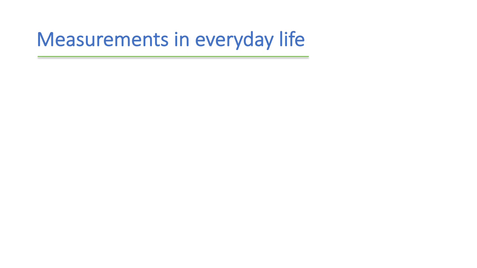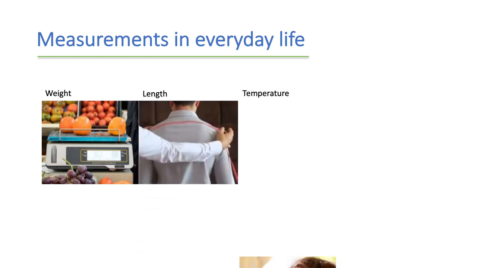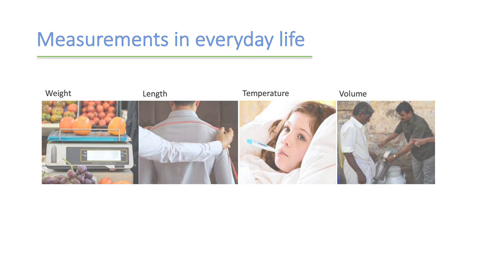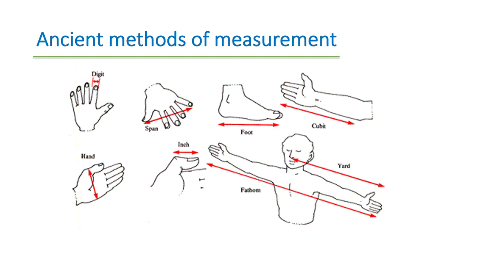So friends, we have learned a few methods for measurement. Here are a few examples of measurement in our everyday life. Here are a few examples of ancient methods for measurement. People used these measurements in their everyday lives. But when people discovered that people aren't built the same, they thought of universally acceptable standards for measurement.